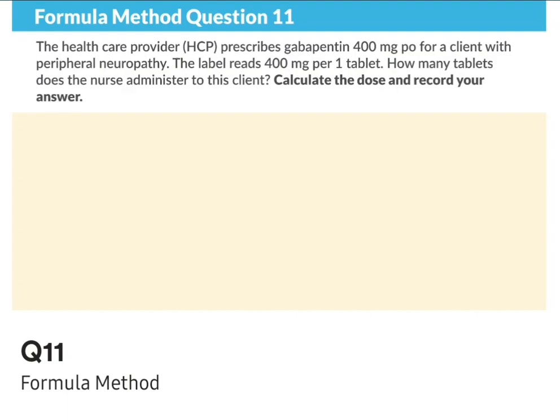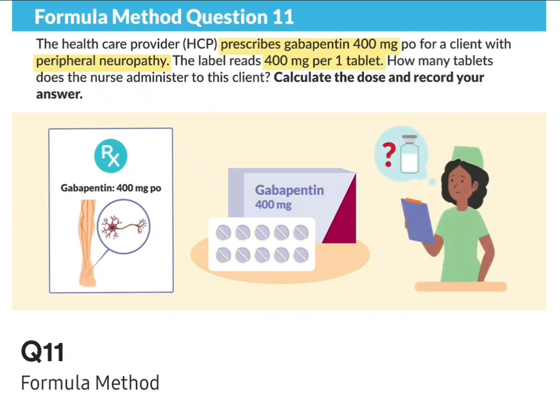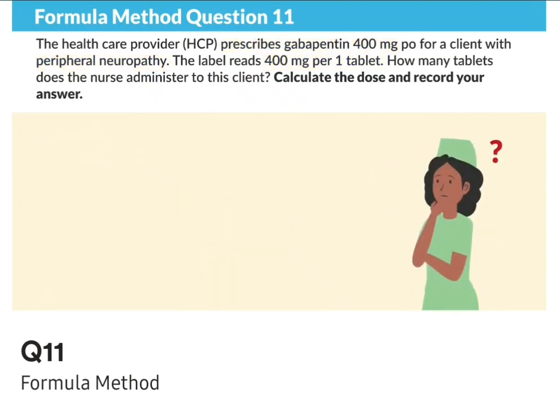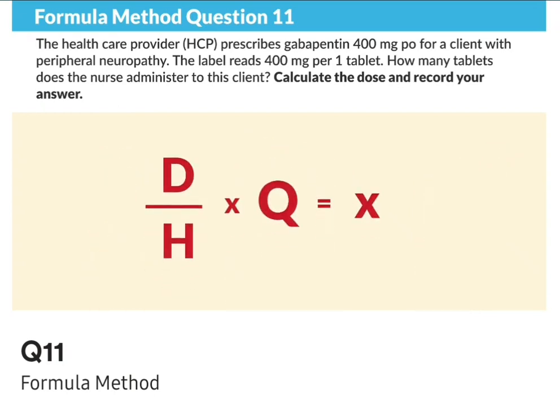Question 11. The HCP prescribes gabapentin 400 milligrams PO to a client with peripheral neuropathy. The label reads 400 milligrams per one tablet. How many tablets does the nurse administer to the client? All right, let's break it down. As you know, we're using the formula method. We're just solving for tablets per dose. So let's set up that formula: D over H times the Q, desired over have times the quantity.